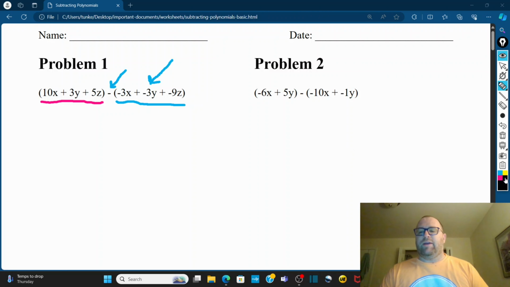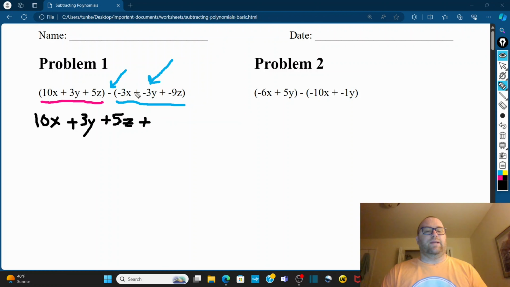So we're just going to rewrite this first problem as 10x plus 3y plus 5z plus, now we change this from a negative 3x to a positive 3x, plus, and we change this from a negative 3y to a positive 3y, plus, then we change this from a negative 9z to a positive 9z.